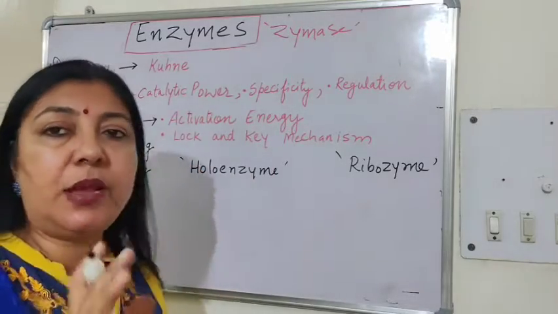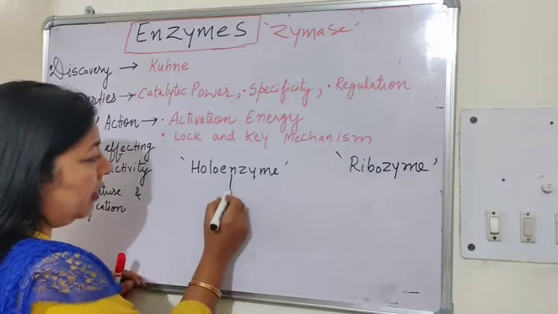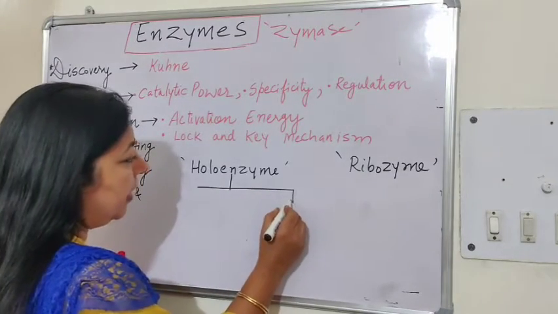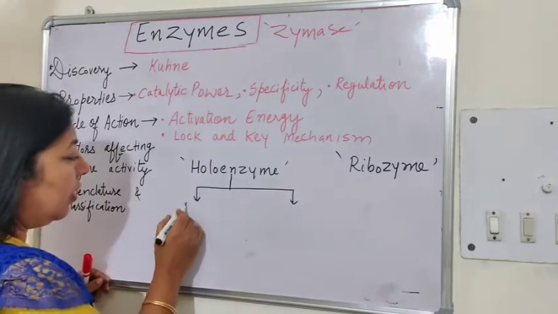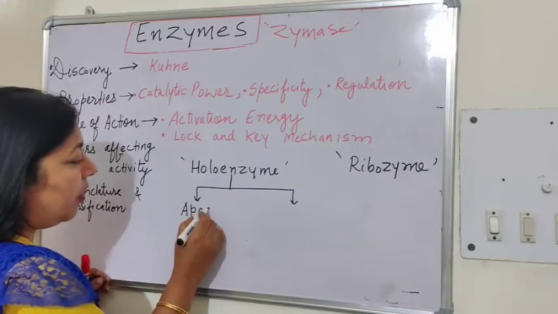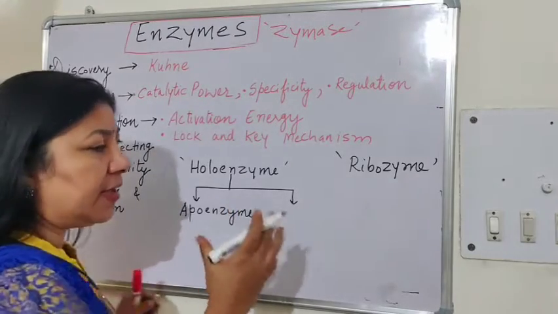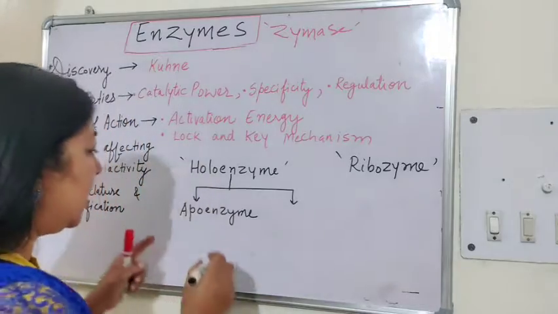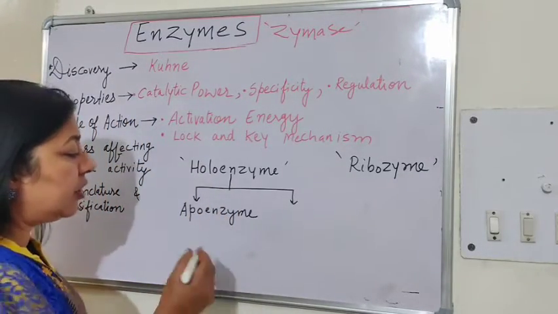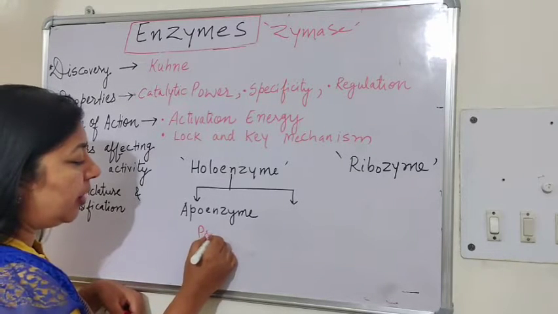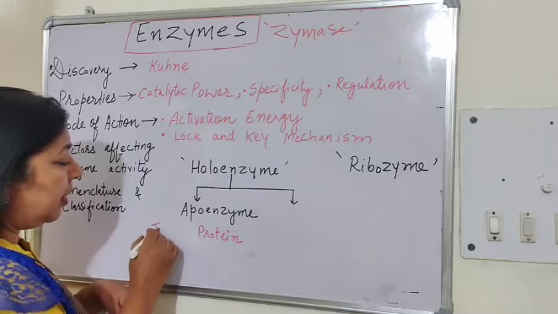Because enzymes are big molecules, this holoenzyme may be made up of two parts. One is called apoenzyme. The protein part of any big, combined enzyme is called the apoenzyme. This is the proteinaceous part, having only the protein part. And which protein? Tertiary protein.